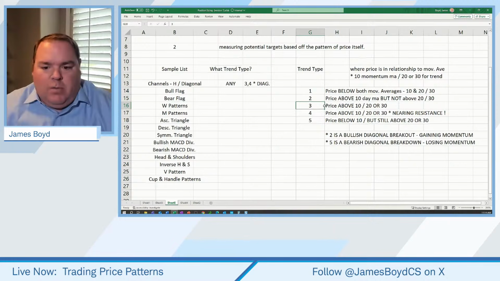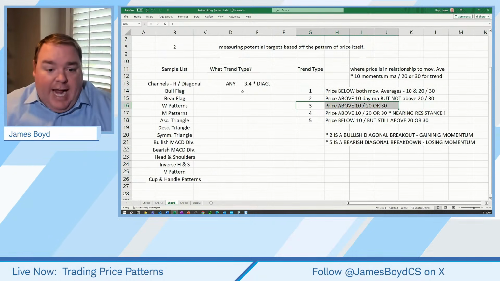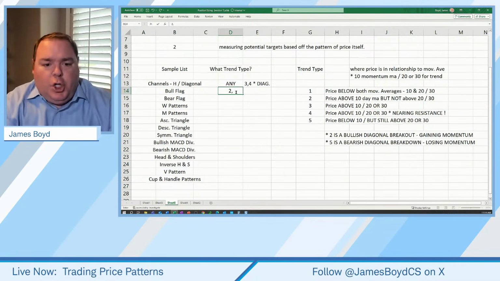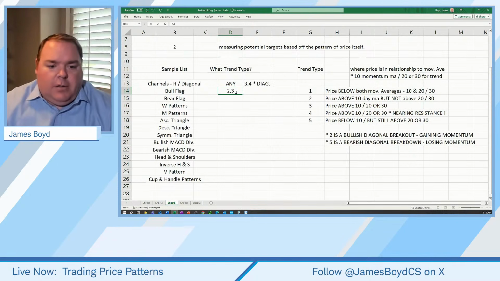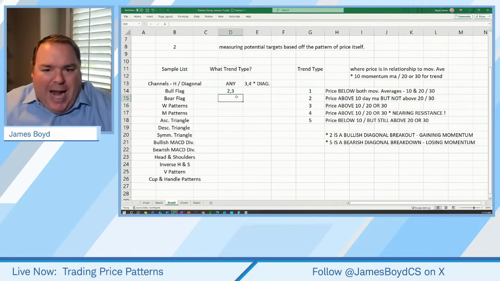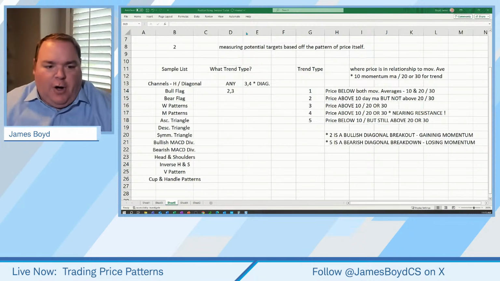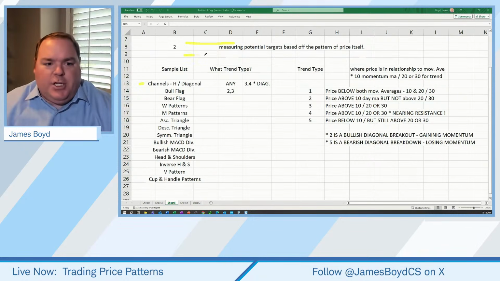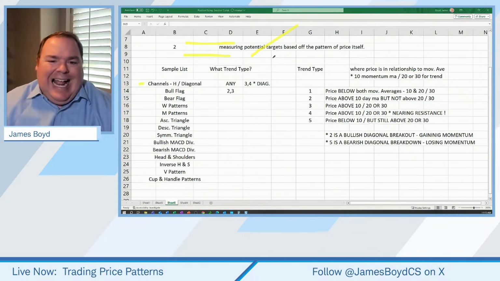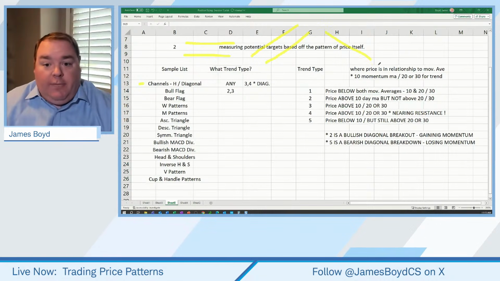Well, when do you see bull flags? You tend to see bull flags when the price is above the shorter term and longer term moving average. So we're just going to put trend 3 right there. Now, I'm going to say 2 earliest to 3. Now, when you see bear flags, and bear flags is price falling down, let me just be 100% clear. So when I say channel, we're talking about sideways ranges or diagonal upward channels like that, or even downward channels.